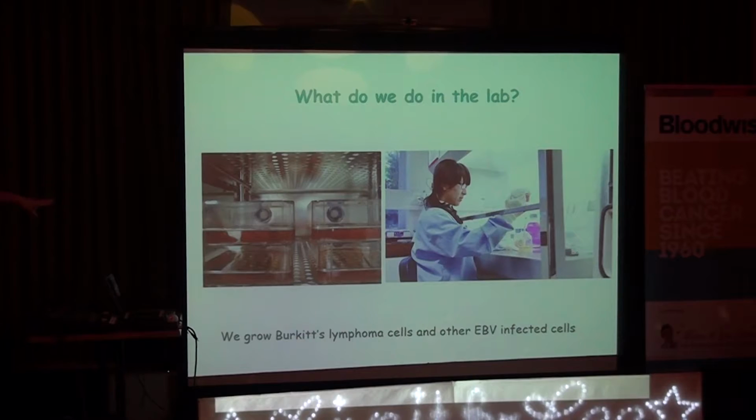So this just shows you some pictures of us doing experiments in the lab. On the left here are actually some Burkitt's lymphoma cells, and we can grow these in an incubator at body temperature, at 37 degrees, giving them appropriate nutrients, and we can do experiments on them to figure out how they're growing and what's going on in them.